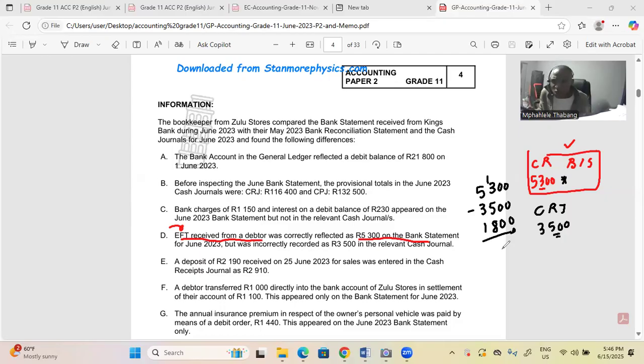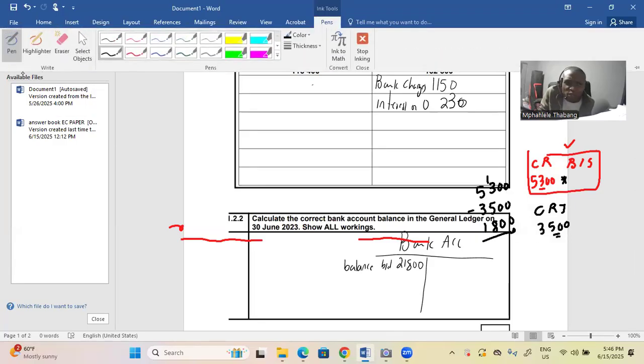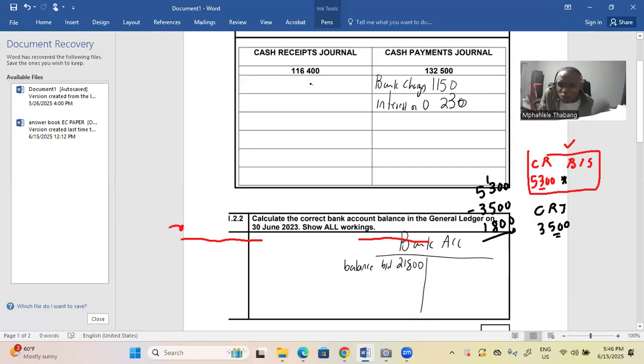So I have to go and record in my cash receipt journal. Okay, I have to go and update my cash receipt journal. Let me update my cash receipt journal, 1,800. This is the money which the business is receiving from a debtor. The mistake was in the cash receipt journal. The cash receipt journal was in shortage. That is why we rectify our cash receipt journal by putting 1,800, which was short.